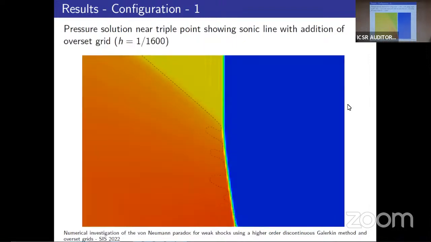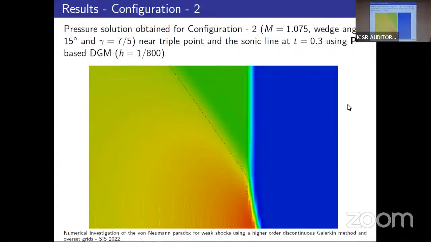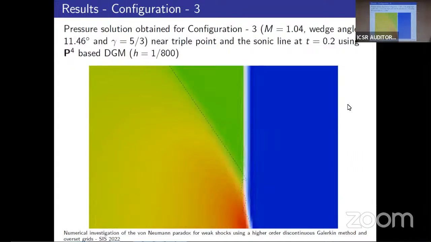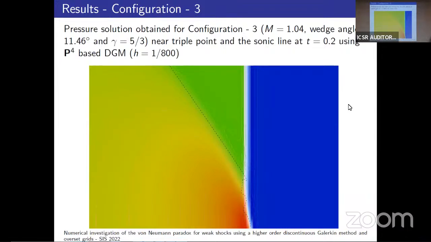for which a very weak shock of Mach number 1.04 is reflecting over an 11.46 degree wedge. And the solution is obtained at t = 0.2. And from the sonic line, here we can see that two small supersonic patches are starting to form. And when we resolve the grid further, we see the existence of multiple supersonic patches. And when we add viscous fluxes again, we have more supersonic patches.